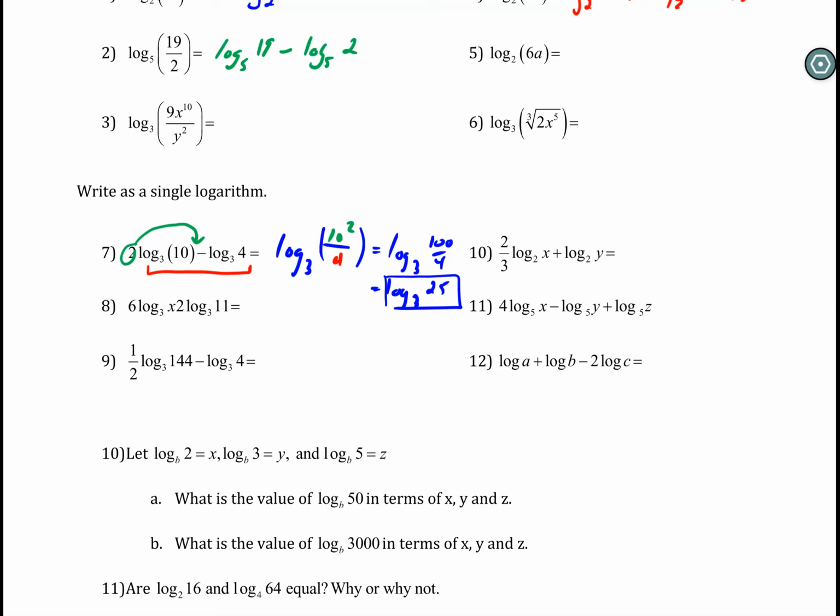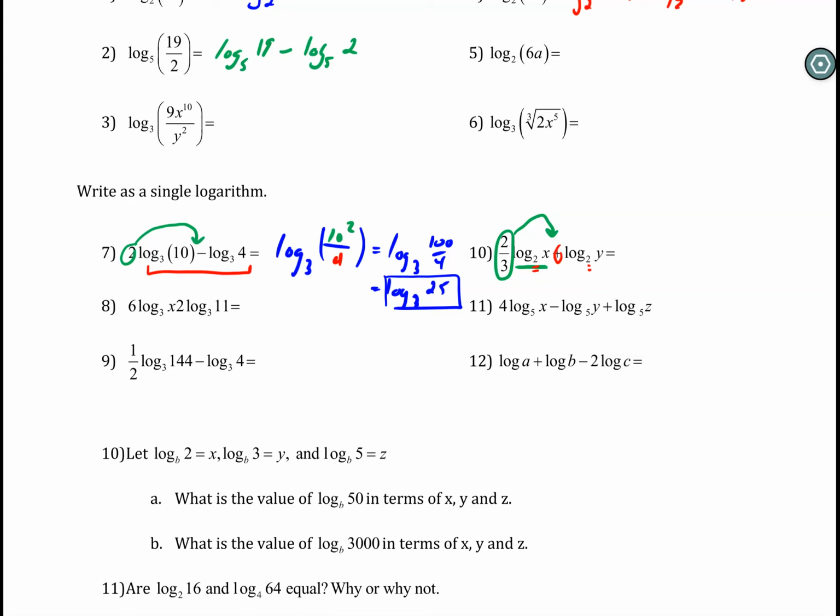Let's try 10 here. All right, for this one, so over here, I've got, once again, something being multiplied to the log itself. So I could rewrite that as an exponent. And then here we've got addition of 2 logs. Again, notice they have the same bases. I couldn't condense this if they were not the same bases. So they must have the same.